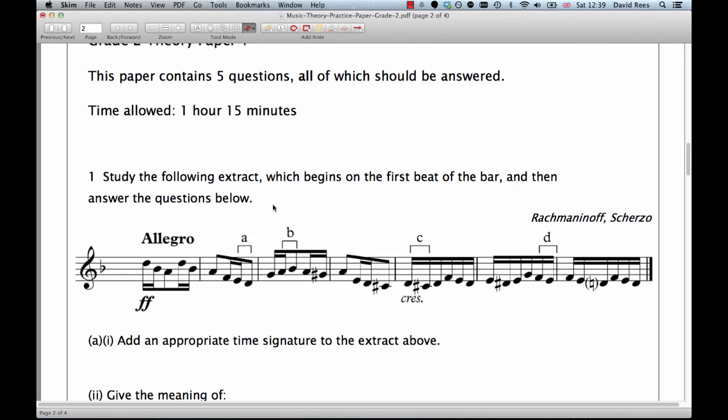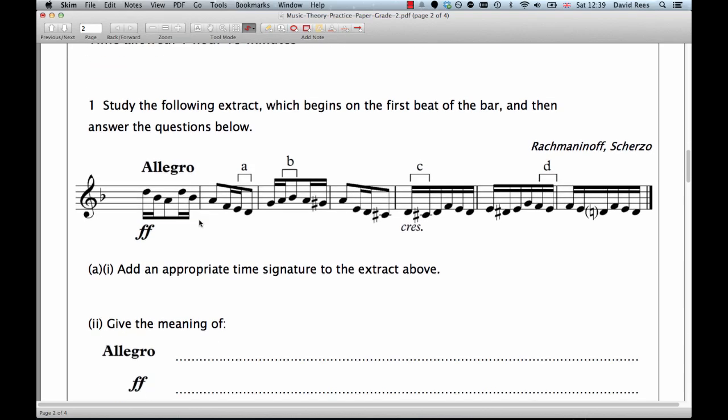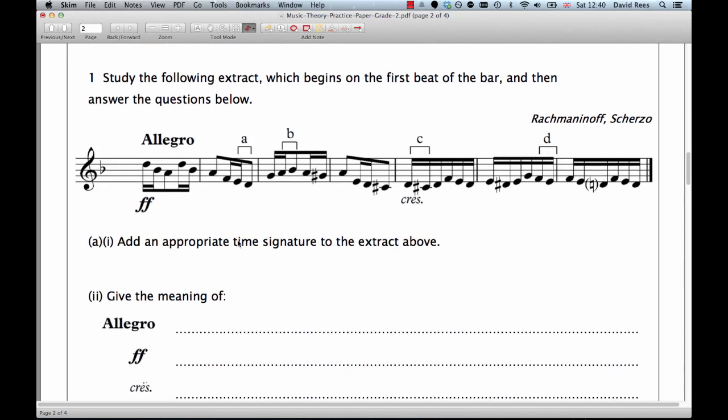But hopefully we won't make any silly mistakes in this video, but by all means tell me if I have. So question 1 says, study the following extract which begins on the first beat of the bar, and then answer the questions below. So the first question says, add an appropriate time signature to the extract above. Fair enough, we can probably manage this. What's nice about this one compared with the Grade 1 example is it's not asking us to put in bar lines. We've actually got all the bar lines in the example.